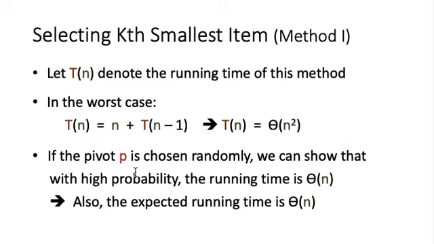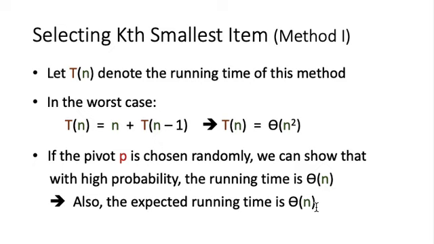But on the other hand, if the pivot P is chosen randomly, we can show, though not in this class, that with high probability the running time is only theta of n. So this method is quite efficient in the sense that, let's say, 99% of the time it runs in theta of n time. And not just 99%: the expected running time is also theta of n. So although there are cases where it is bad, like n squared, they won't occur frequently, and on average it is theta of n.